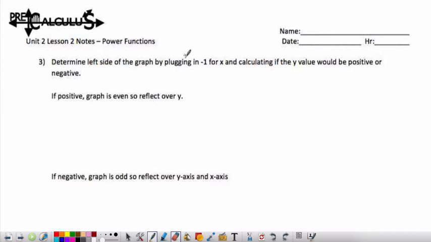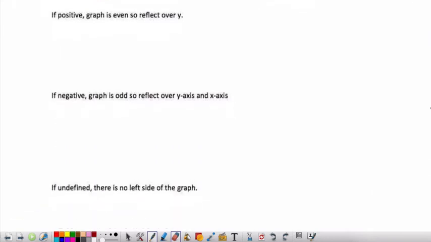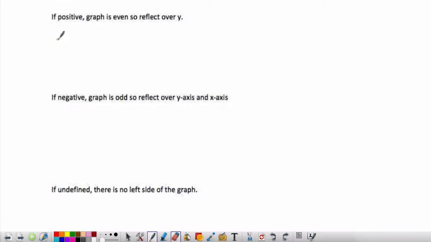So determine the left side of the graph by plugging in -1 for x and calculating if the y value would be positive or negative. That's going to tell us. Let me just give you an example here. Let's try f of x equals x to the negative 2/3. Well, what is this saying here? This is saying 1 over, and let's change this into the radical that it is, the cube root of x squared.